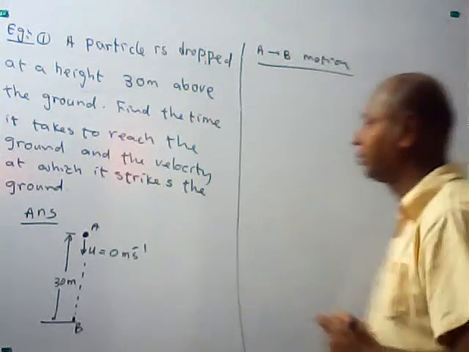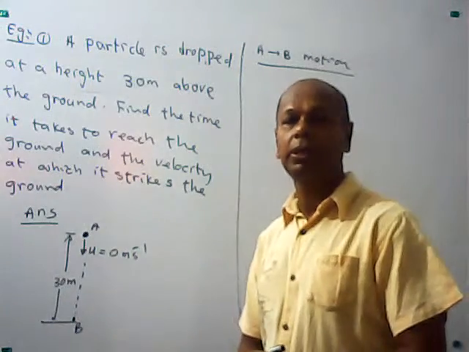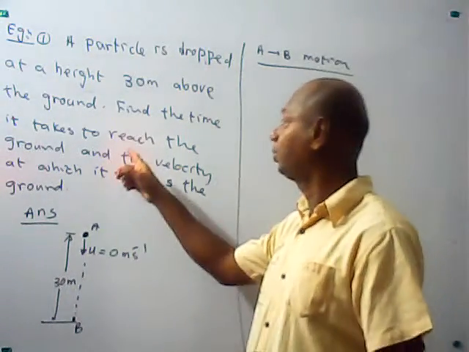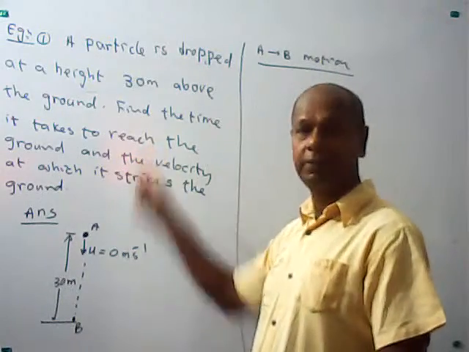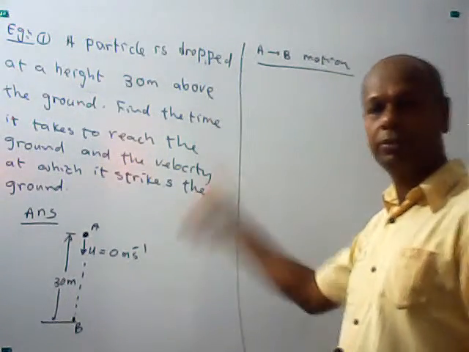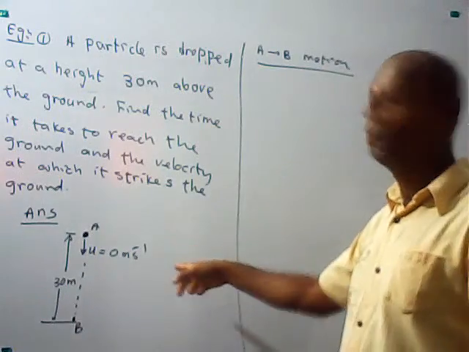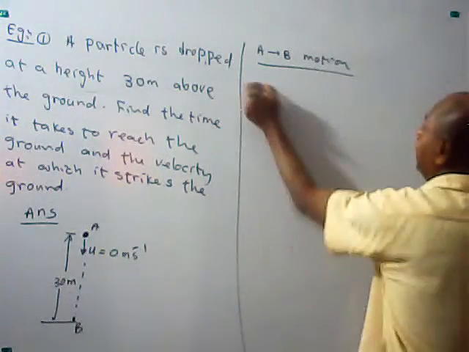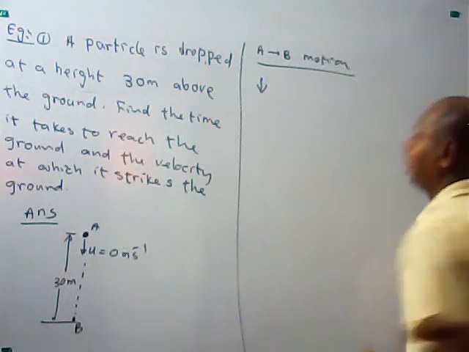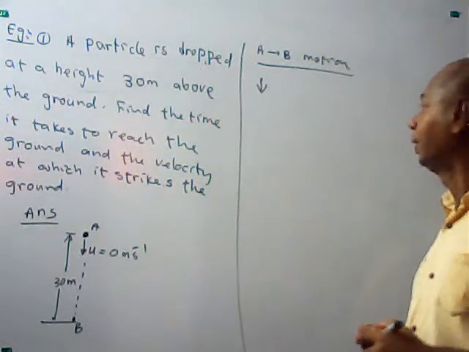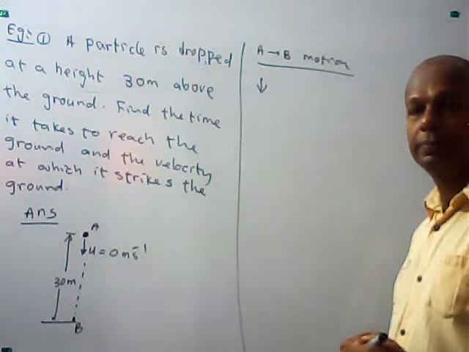Apply the formula, I'll give you a minute. You have to find the time first. Draw the diagram, show the data correctly in that, then for the A to B motion you have to show the direction in which you are applying the formula, and write down which formula you are applying, then apply it.